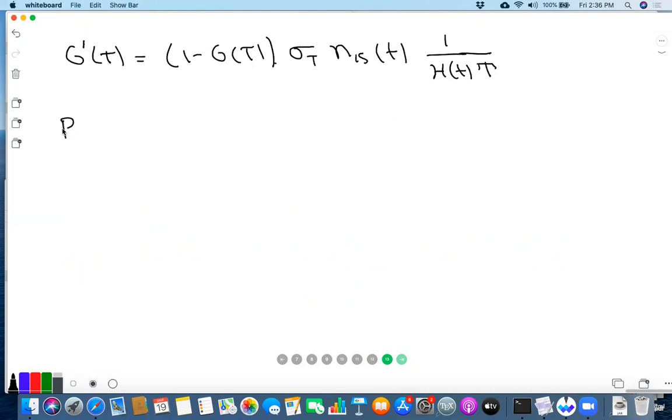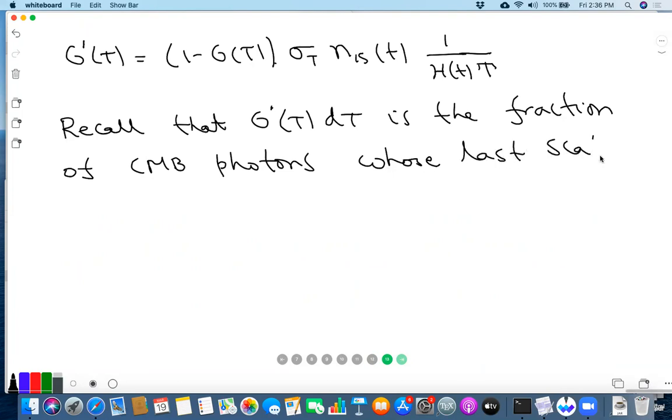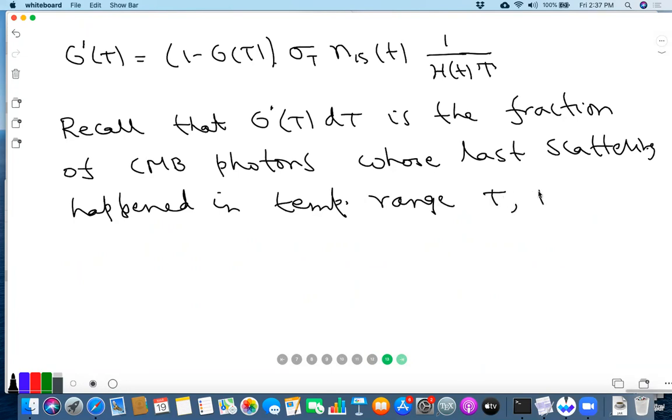So now recall that O prime T dt is the fraction of CMB photons whose last scattering happened in the temperature range T and T plus dt.